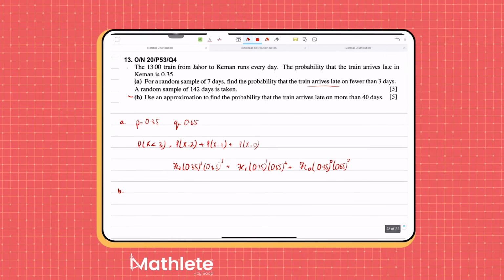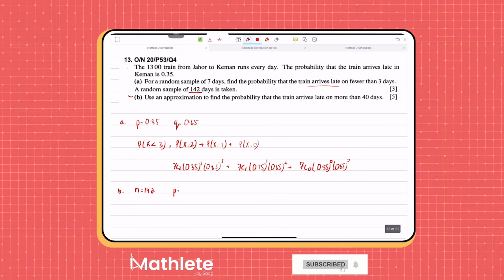Part B. Part B is what we're interested in. Part B says, use an approximation to find the probability that the train arrives late on more than 40 days. Before that, a random sample of 142 days is taken. So immediately we know that's our cue that we have to convert it to normal distribution.